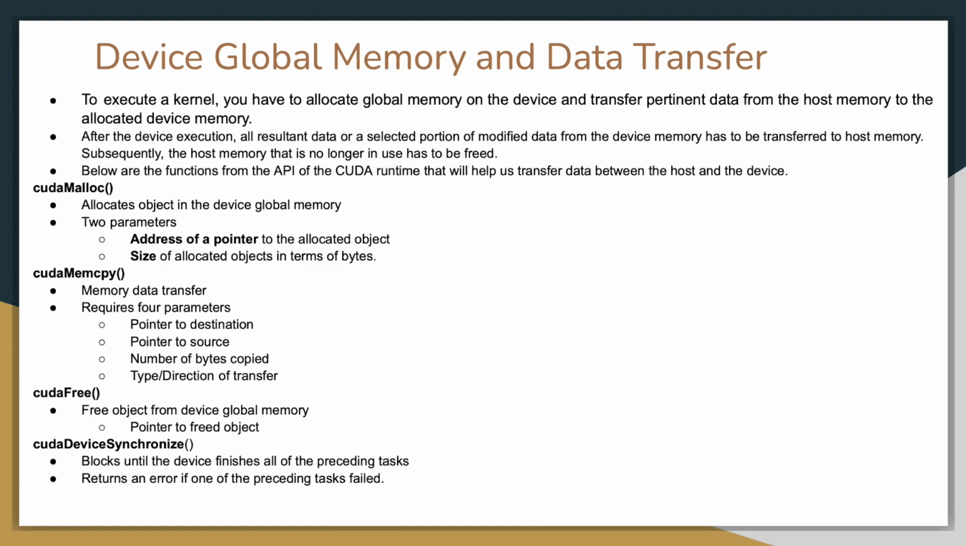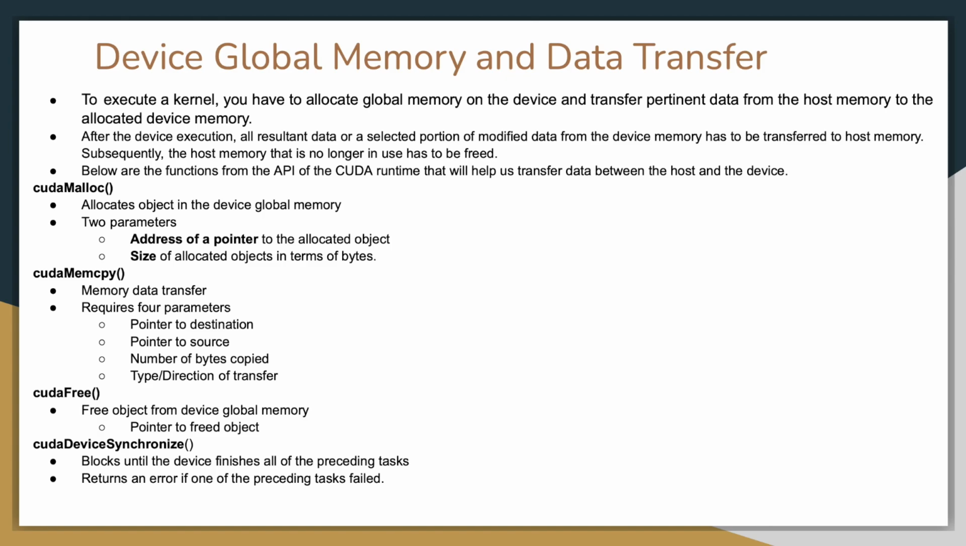Device global memory and data transfer. Now, to execute a kernel, you have to allocate global memory on the device, and transfer pertinent data from the host memory to the allocated device memory. After the device execution, all resultant data or a selected portion of modified data from device memory has to be transferred to host memory. Subsequently, the host memory that is no longer in use has to be freed.